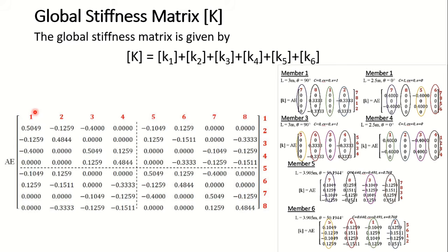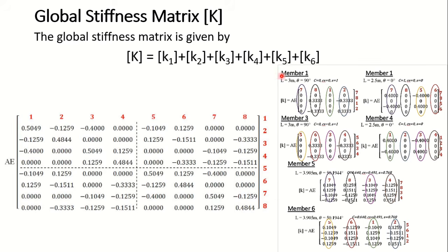Say for example I want to write the first coefficient of this global stiffness matrix. When I come to member 4, I have the coordinate 1, and coordinate 1 is also present in member number 6. So these are the two members in which coordinate 1 is shared. Now, what is the value of the stiffness coefficient in member 4 for coordinate number 1? So look for 1 1. The value is 0.4.